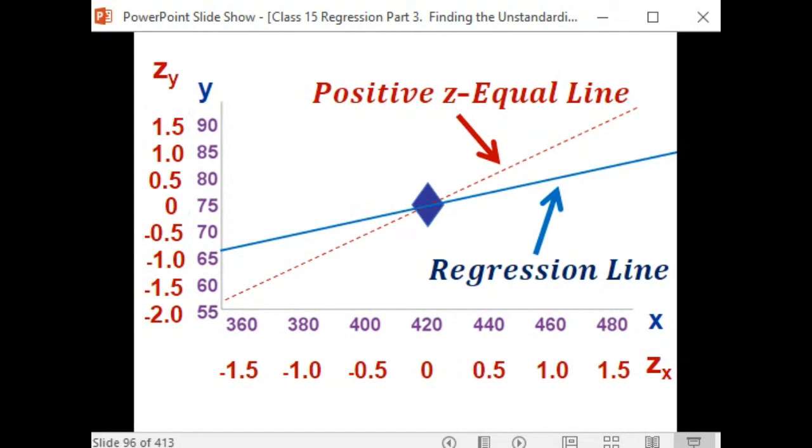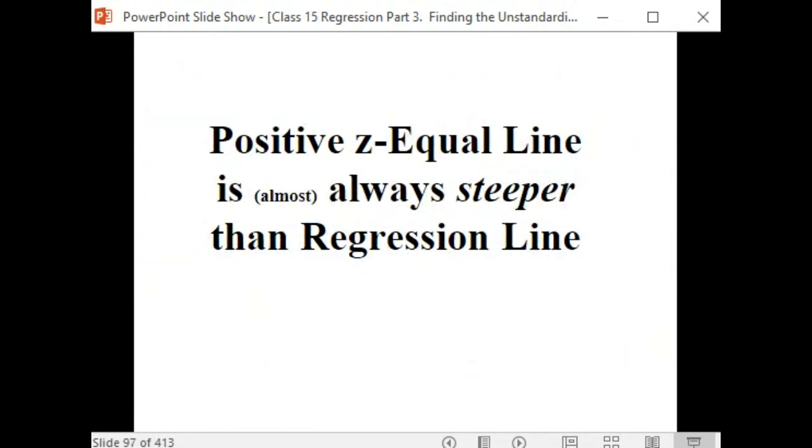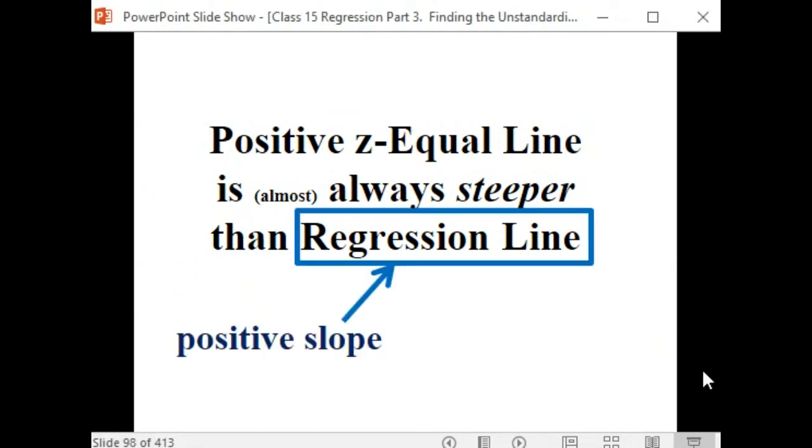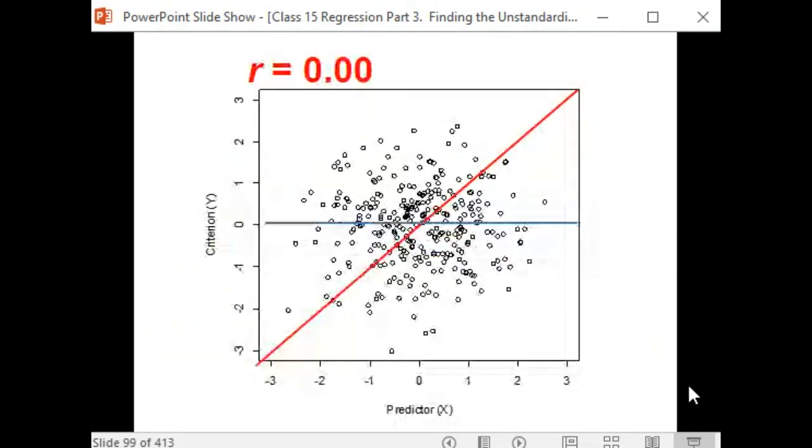And there's an easy way to tell which is which. The positive z equal line is always steeper than the regression line. Well, almost always. We'll get to the exception in a minute, but most of the time this is true. And I want to add that what we're saying right now applies if the regression line has a positive slope. We're talking about a positive z equal line and a regression line with a positive slope. We'll get to the negative part in a minute. So let me show you what I mean about the positive z equal line being steeper.